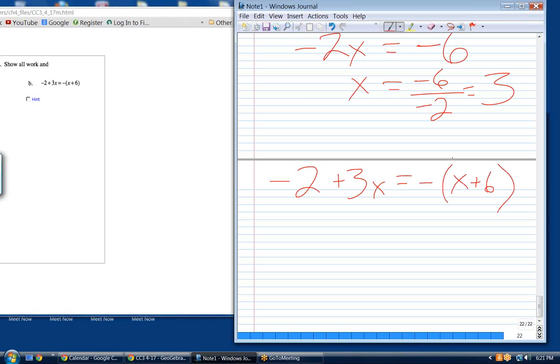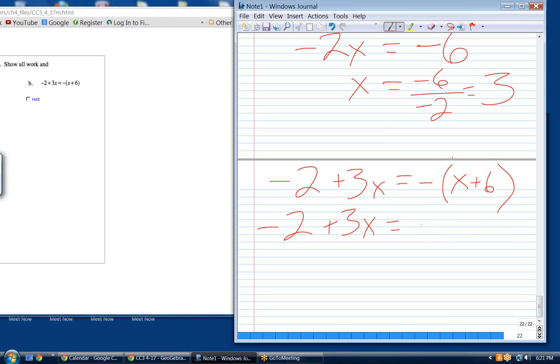Get rid of the parentheses. Okay. Always. In other words, you want to eliminate parentheses. So how do I get rid of the parentheses? What do I replace it with? So I got minus 2 plus 3x equals what?